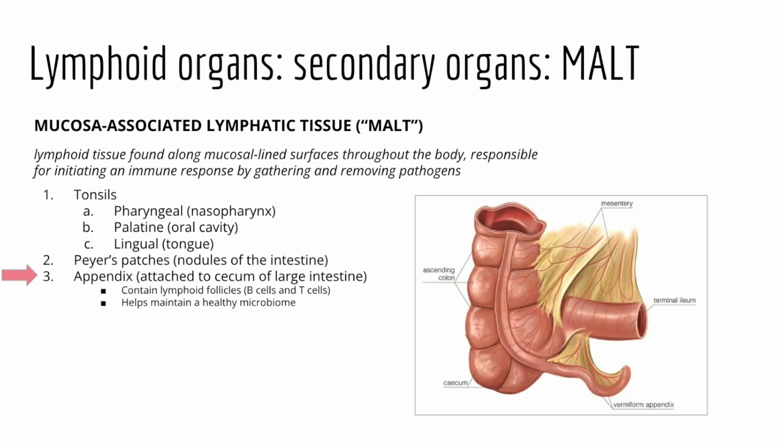And lastly, we have the appendix, formerly known as the vermiform appendix. It's a small pouch-like sac of tissue located in the lower right quadrant of the abdomen, positioned close to the junction of the large intestine and small intestine. And the appendix contains dense lymphoid follicles or nodes, rich in immune cells like B cells and T cells that are thought to play a role in monitoring and responding to pathogens within the gastrointestinal tract.